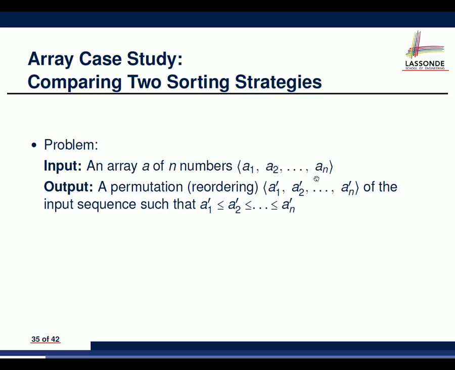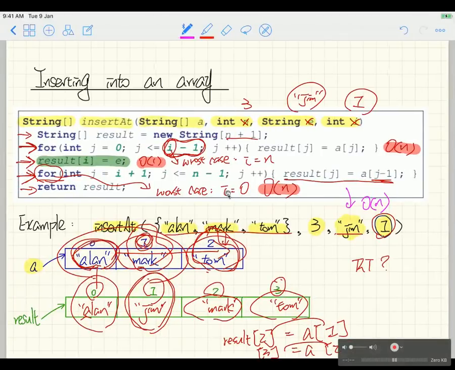Okay, let's see what the problem is. The input is just going to be an array of numbers. We just have an array with maybe n numbers. It can be 100, it can be 1,000, it can be 1 million, doesn't matter. And the output is going to be a permutation. Permutation simply means all the numbers should still be in the output array, but arranged in ascending order.